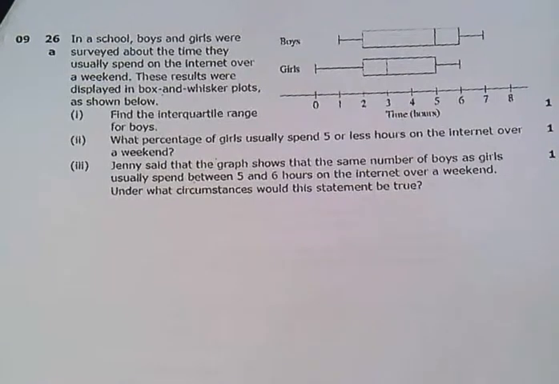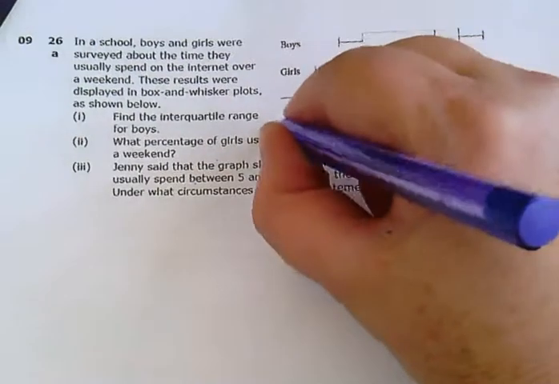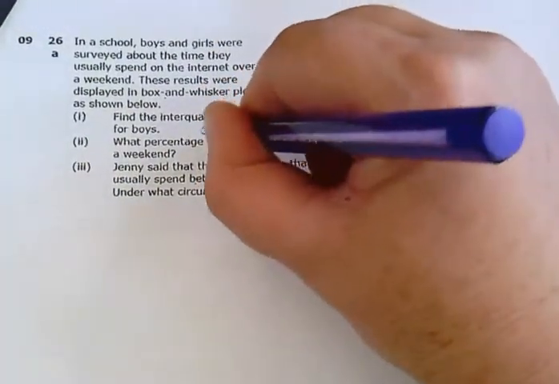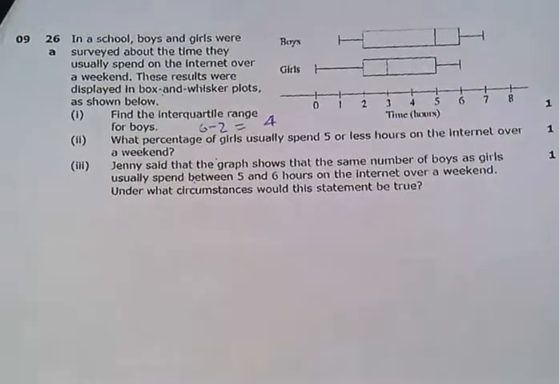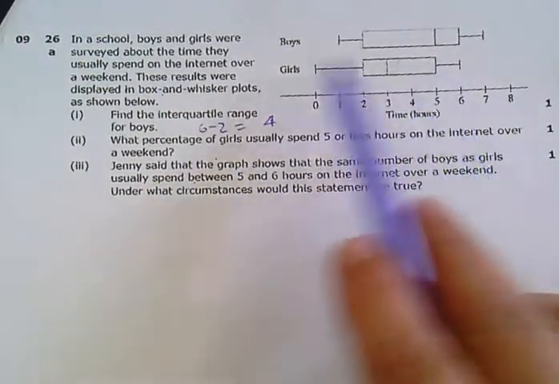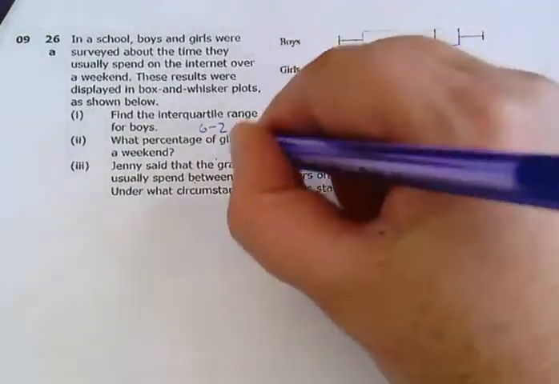Interquartile range, that's very easy for the boys. You should already have the answer. It's 6 minus 2. That one's easy. What percentage of girls spend 5 hours or less on the internet over the weekend? 25%. Excellent.